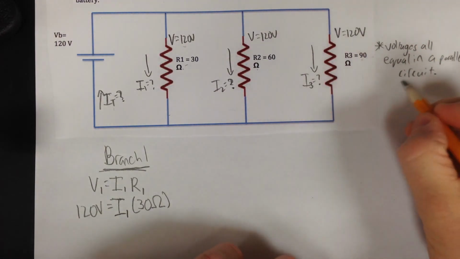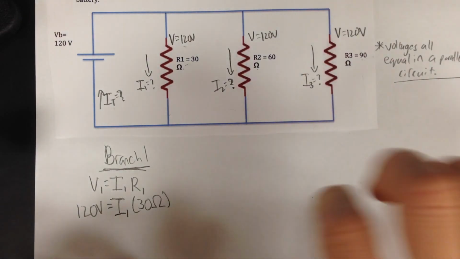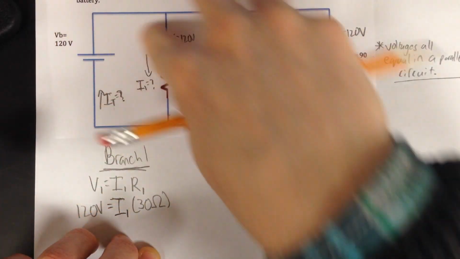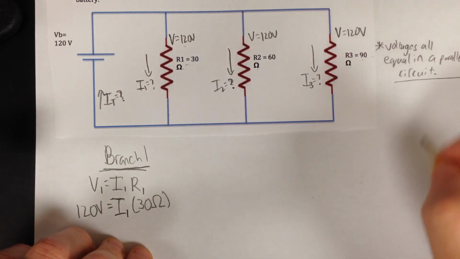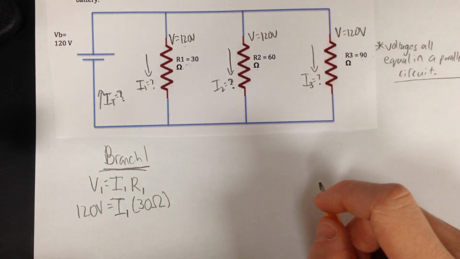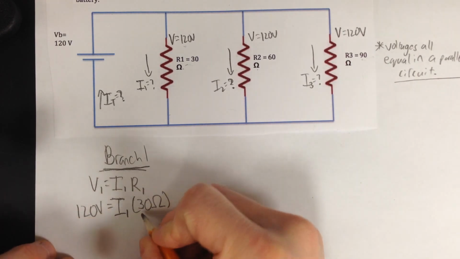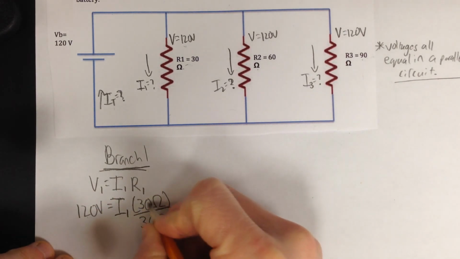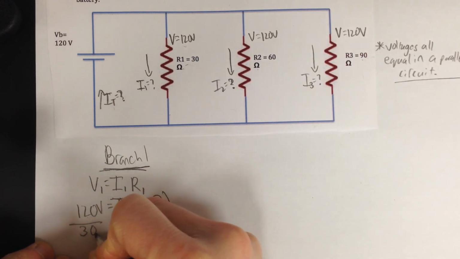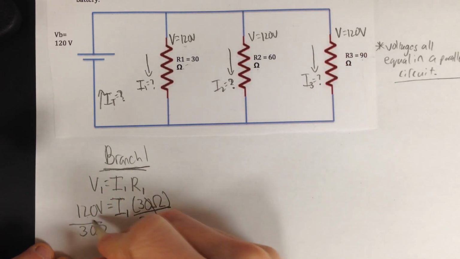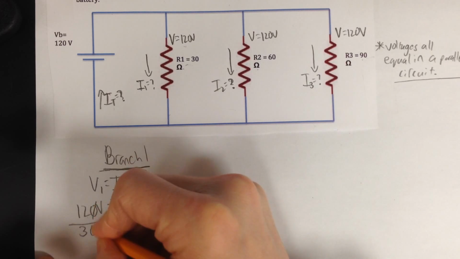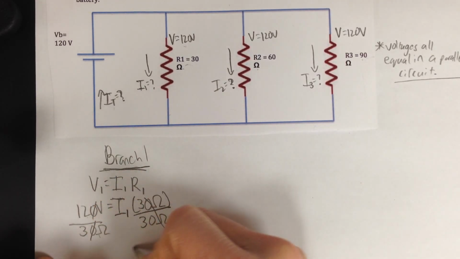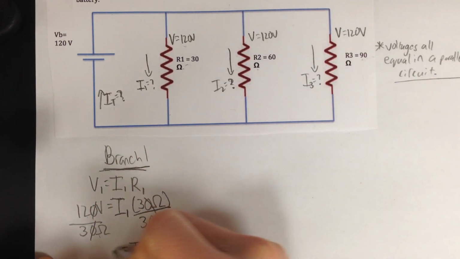But the currents, are the currents equal in a parallel circuit? No, they split up, they join back up, they split up, and they join back up. So the currents are not equal in a parallel circuit. Once you get this set up, you can go ahead and divide each side by 30. 120 over 30 is, I believe, 4 amps.